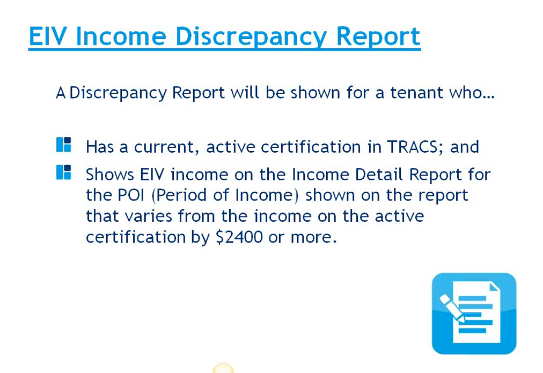Don't think I'm deliberately glazing over that period of income. We're going to spend a lot of time on period of income. So I know that word is on the screen and you might not understand what that is. Everybody's cool with the $2,400 threshold for right now, right?